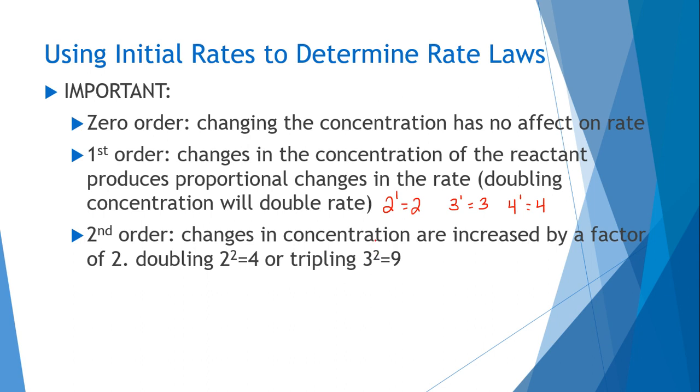Second order means changes in the concentration are going to increase the rate by a factor of 2 squared. So, for example, if I double the concentration, 2 to the second power, it's going to quadruple my rate. If I triple the concentration, 3 to the second power, it's going to increase my rate by 9-fold. Same thing if you quadruple the concentration, 4 to the second power, it's actually going to take my rate to the 16th.